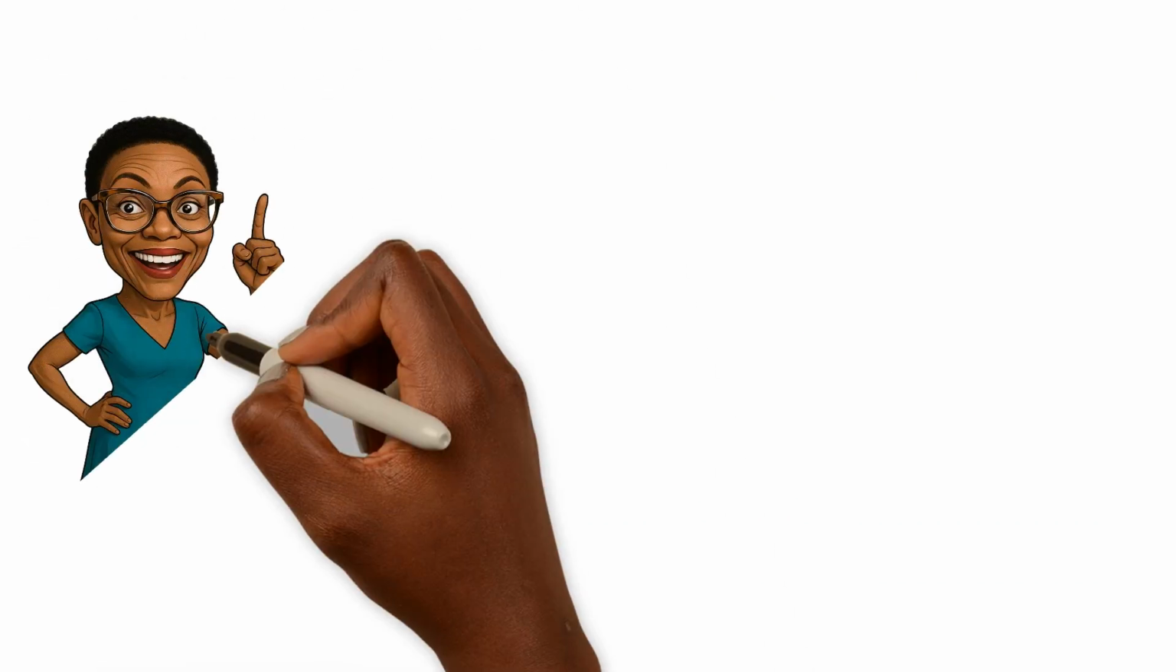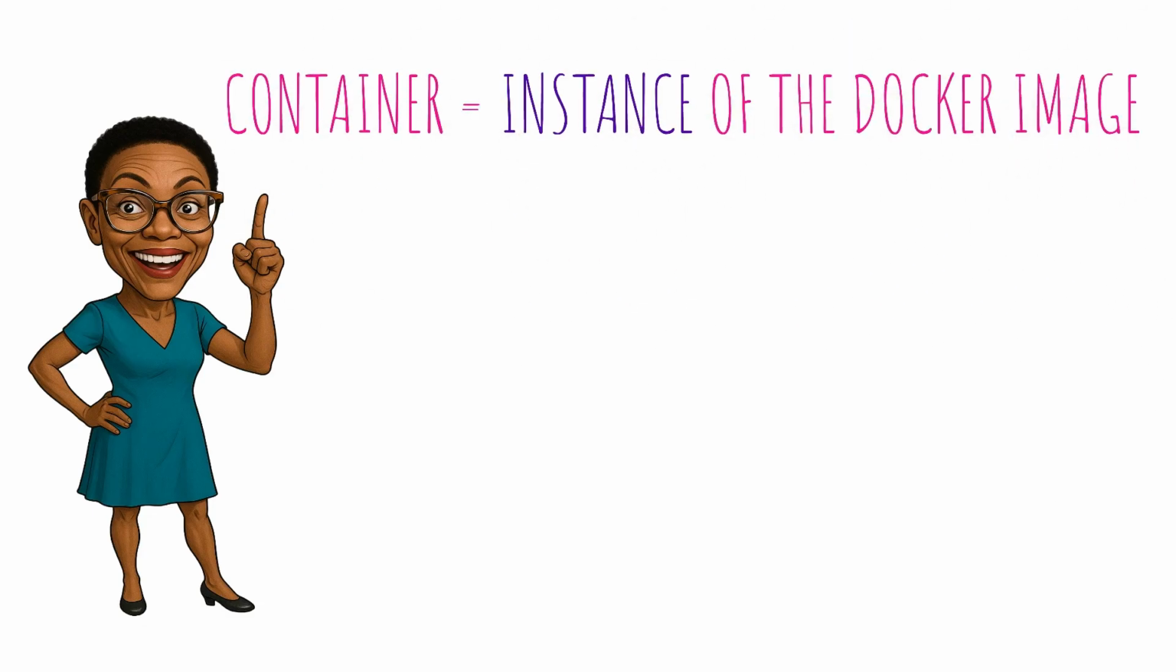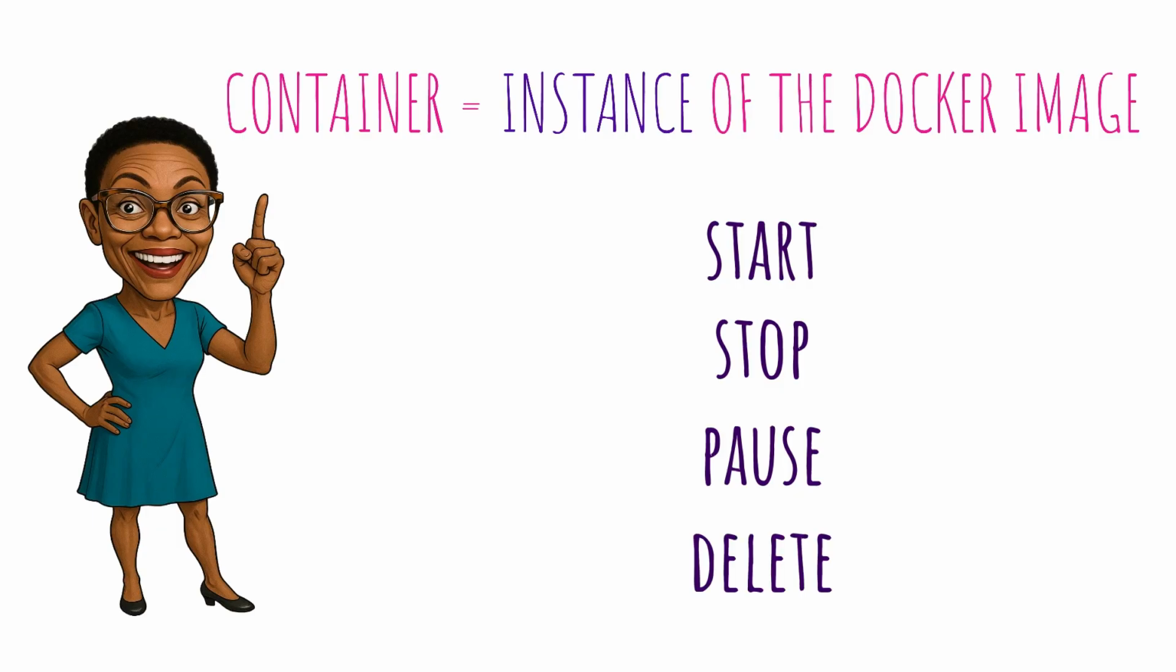Now that we have the package box, it's time to get it moving. A Docker container is a running instance of a Docker image. It's like taking a sealed shipping container, putting it on a truck, and starting its journey. Now it's active and doing its job. You can start, stop, pause, and delete containers. When you delete a container, it's gone, but the image, or the blueprint, remains, so you can always create new containers from it. Let's go over some essential Docker commands.